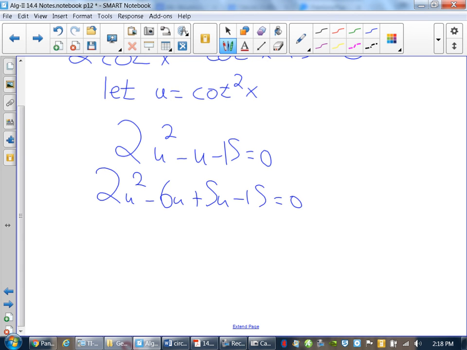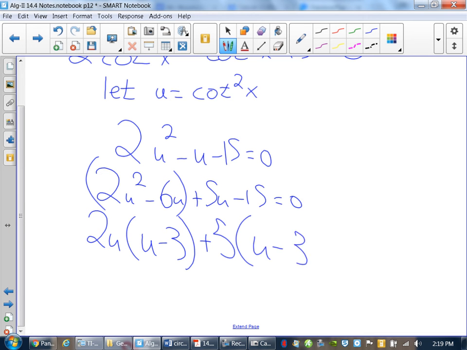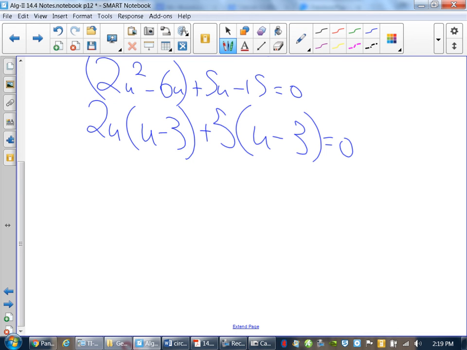So I'm turning this into a factor by grouping problem. I'm going to take my GCFs out of the 4 parts. You remember, you group the first 2, group the second 2. If I group the first 2, the 2u squared and the 6u, what do they have in common? So I factor out the 2u, and I have u minus 3. What do I factor out of the second 2? 5. Very good. Are the 2 things within the parentheses the same thing? That's a good sign. And then write down the rest.